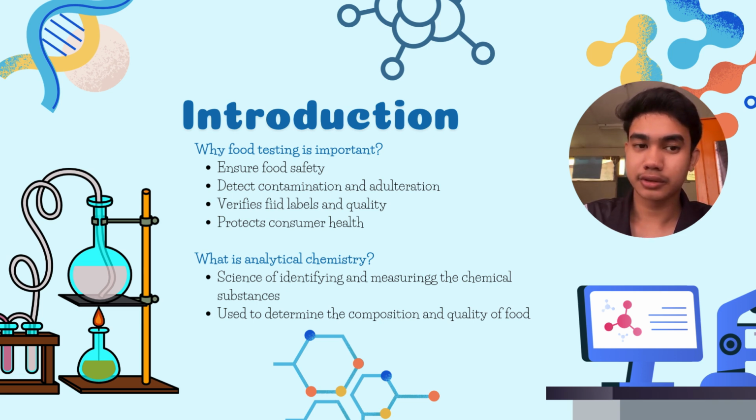Food testing helps to ensure food safety, detect contamination or food adulteration, verify nutrition labels, and protect consumers from health risks. To carry out these tests, scientists use some analytical chemistry. Analytical chemistry is a branch of chemistry that identifies and measures the chemical components in a sample. In food analysis, it helps to determine whether food meets safety standards and whether the information on the label is accurate.